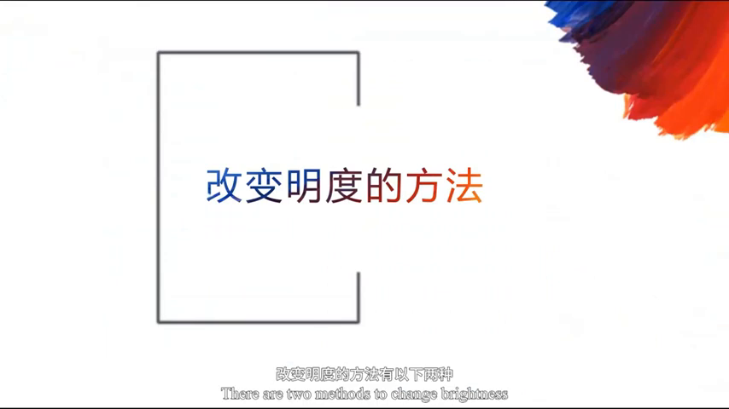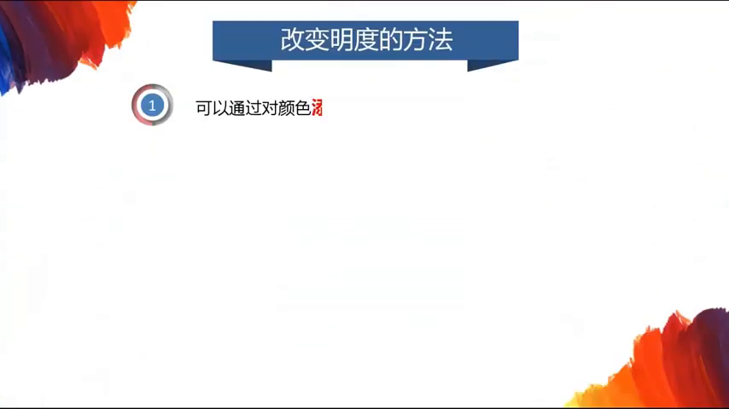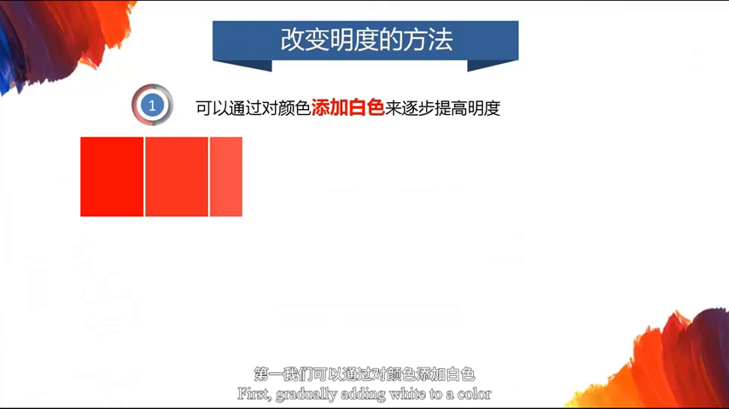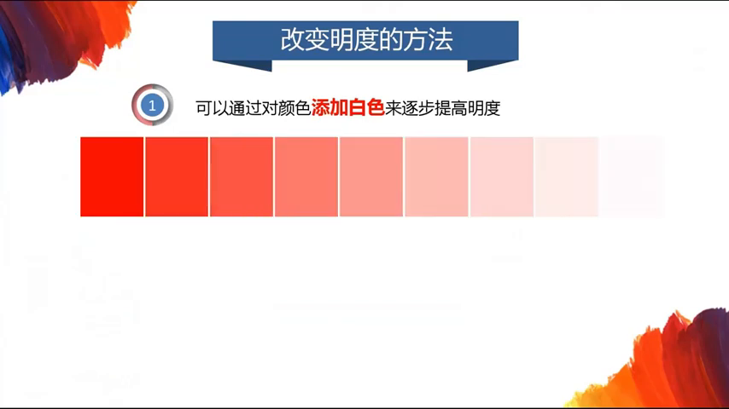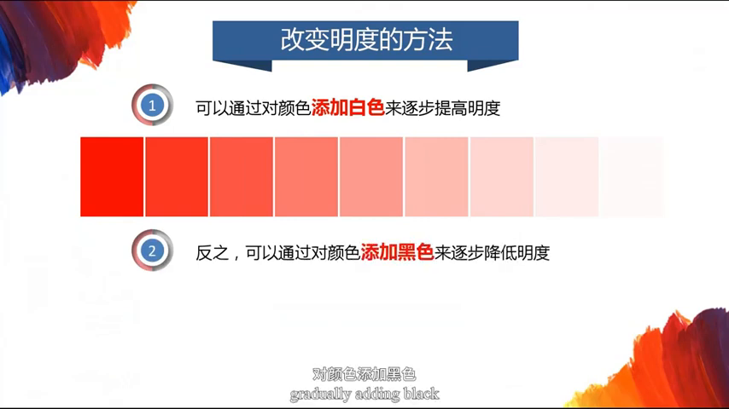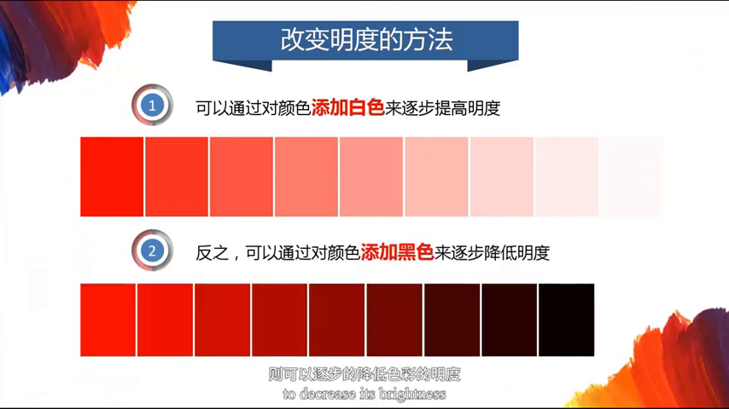There are 2 methods to change brightness. First, gradually adding white to a color to increase its brightness. Conversely, gradually adding black to decrease its brightness.